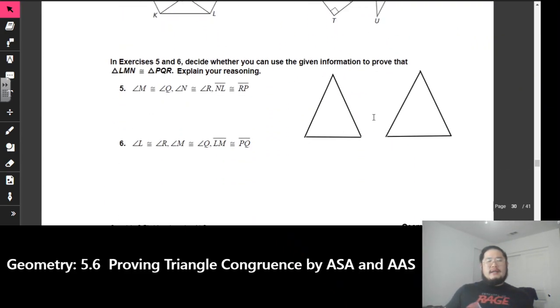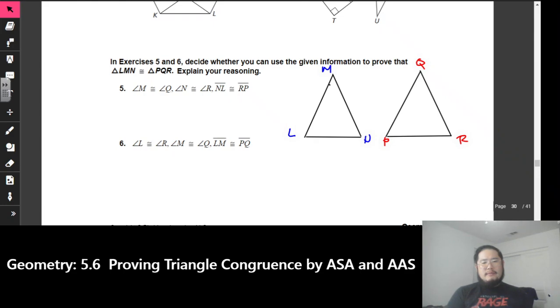All right, next up, looking at number 5, it says decide whether you can use the given information to prove that triangle LMN is congruent to triangle PQR. Easiest way to do this, draw out 2 triangles. Guess what? I already have 2 right there. Works like magic. Let me label this LMN, and that's supposed to be congruent to PQR.